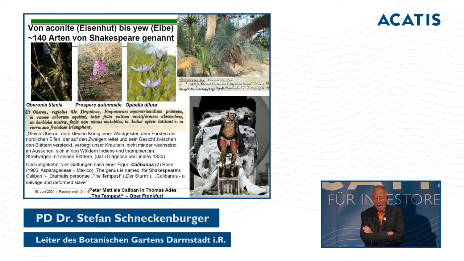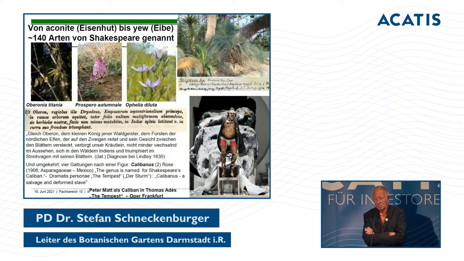But of course, he inspired the botanists. There's one called Oberonia titania. If you've ever seen Midsummer Night's Dream, you see that Oberon is having a bad fight with Titania, his wife. And then there's this very odd wedding at the end of the play. With Shakespeare's weddings, you never know how long they last. Oberon and Titania, it is also a little bit shaky. And then there is the Prospero. Prospero is from The Tempest.